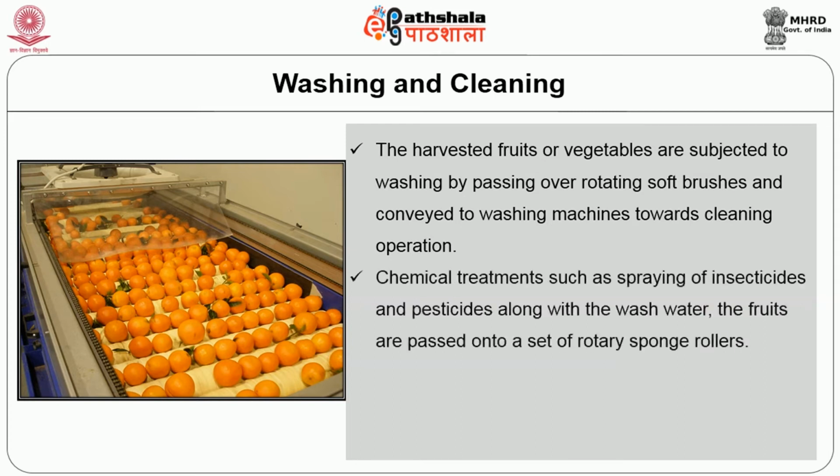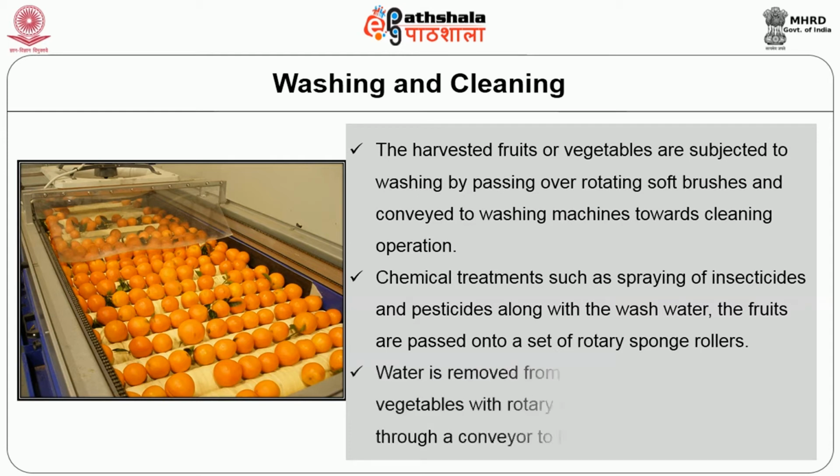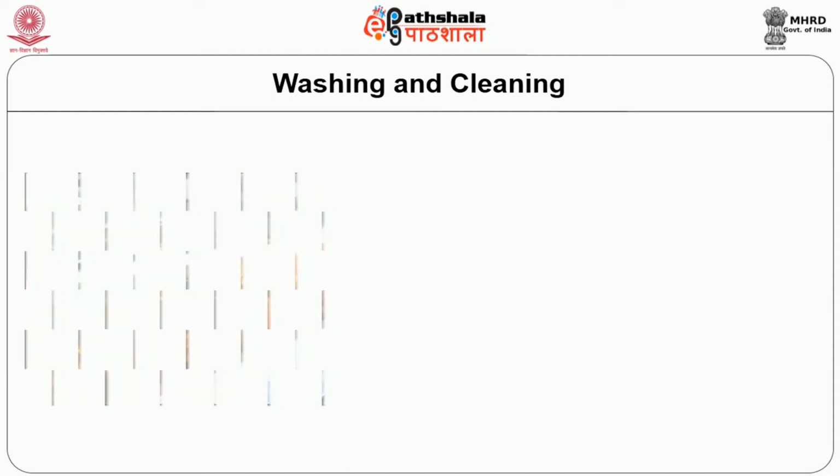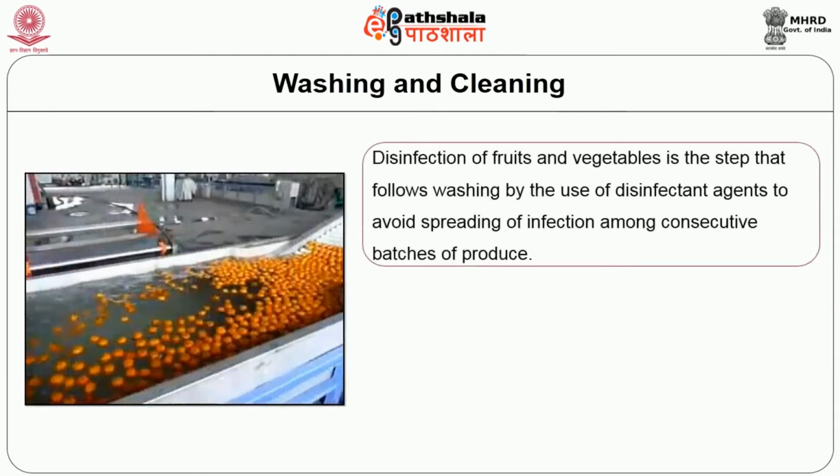Chemical treatments such as spraying of insecticides and pesticides are given along with the wash water, and the fruits are passed onto a set of rotary sponge rollers. Water is removed from the washed fruits and vegetables with rotary sponges by passing them through a conveyor to the sponger. Disinfection of the fruits and vegetables follows washing, using disinfectant agents to avoid spreading of infection among consecutive batches of produce.